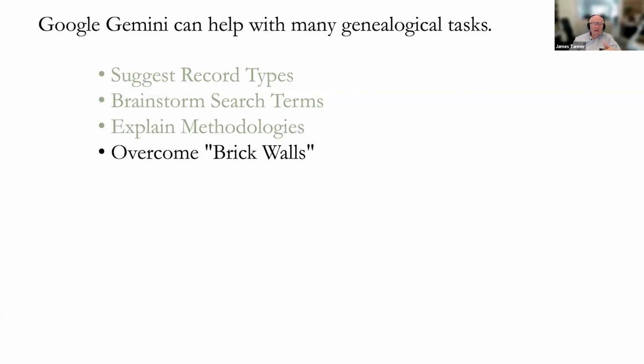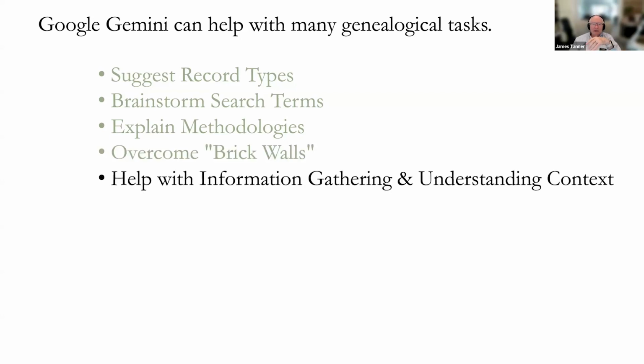And it will help you to overcome brick walls, because it can give you focused information about the person, time, and the place. Often in genealogy, we think if we can't find the person's name, if we can't find them in a certain number of records, then there's a brick wall and I can't do it. Well, here you can ask Gemini to give you additional information on records that you might be able to use for this person. And I have seen it do that in tremendous detail, and help with information gathering and understanding the context. That's another great help from it.